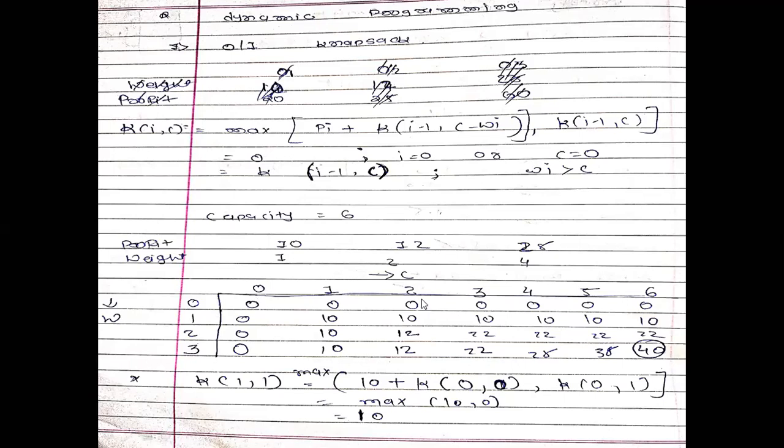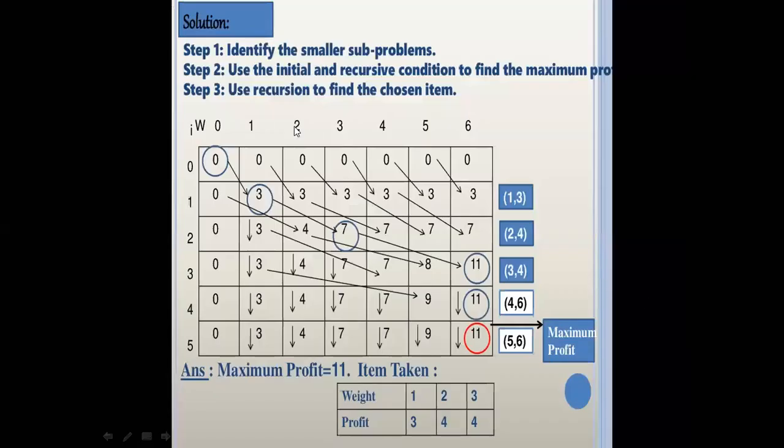And for column indexes we will consider capacity. For column index we are considering the capacity. So total capacity is 6. So we will put like this, 0, 1, 2, 3, 4, 5 and the last one is 6. In the same way you can see in the second example.